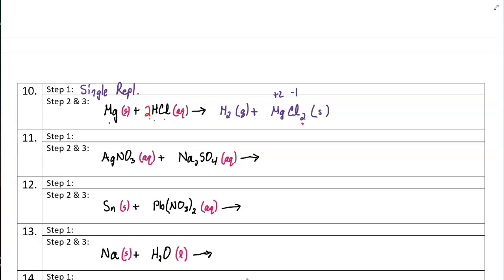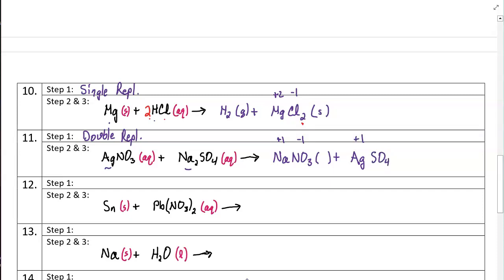Number 11, look at the format. You've got a couple of aqueous ionic solutions being combined together. Double replacement. Switch the cations. So the sodium goes with the nitrate. Sodium's positive 1, nitrate's negative 1, no crisscross. Take the silver and put it with the sulfate.